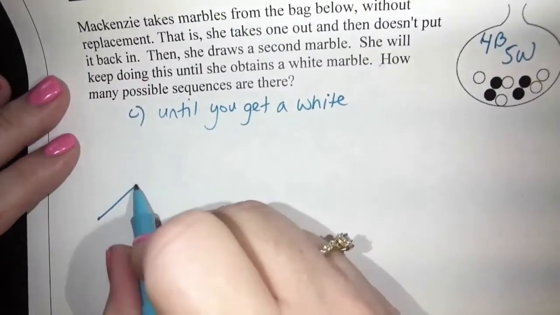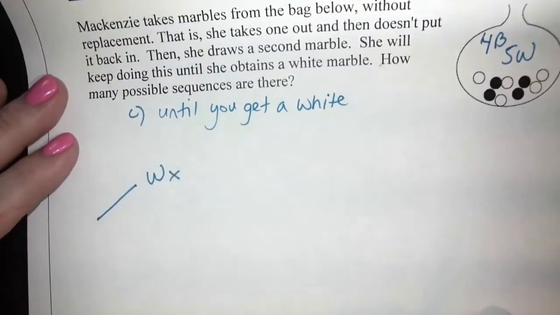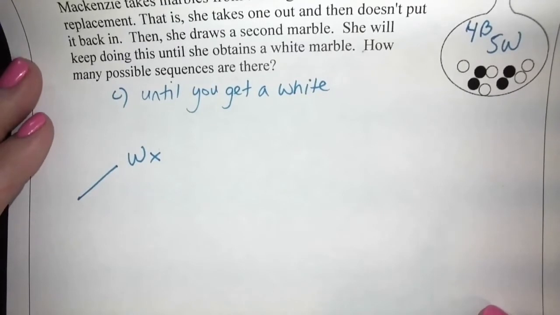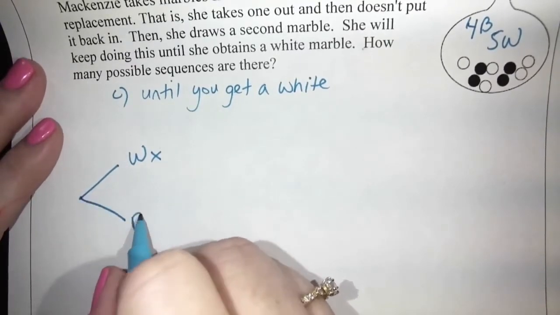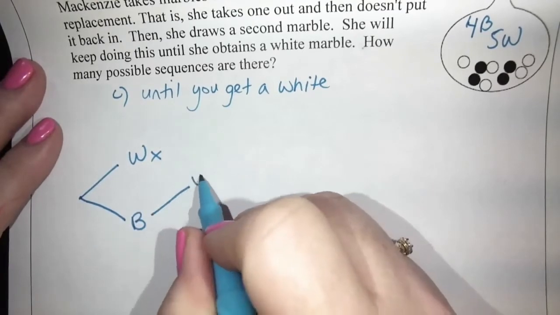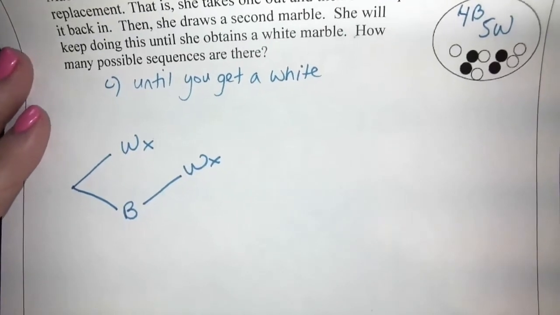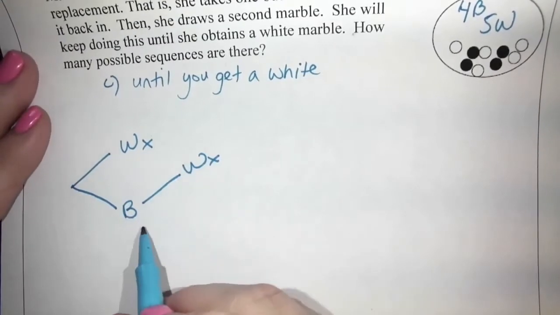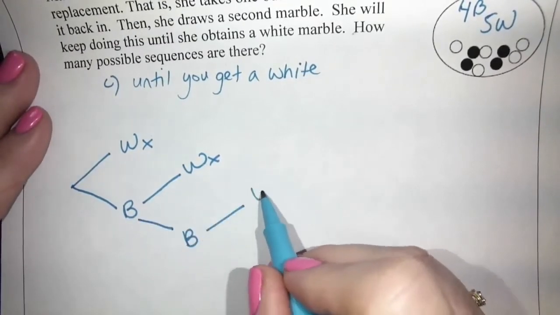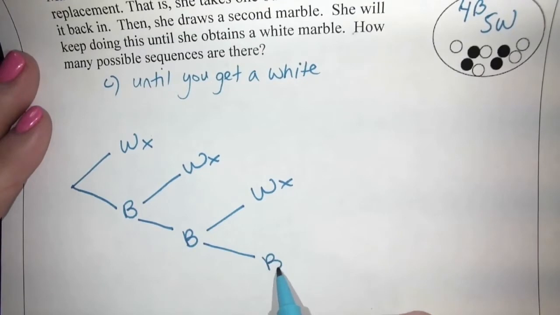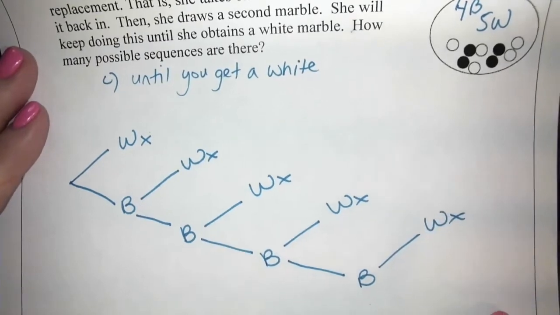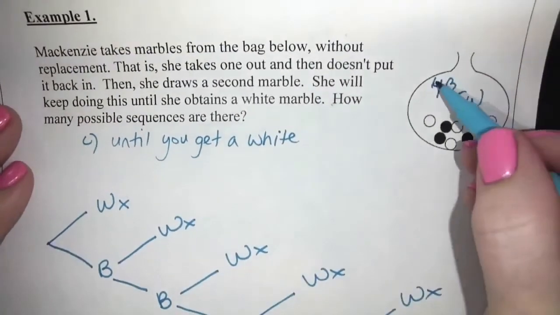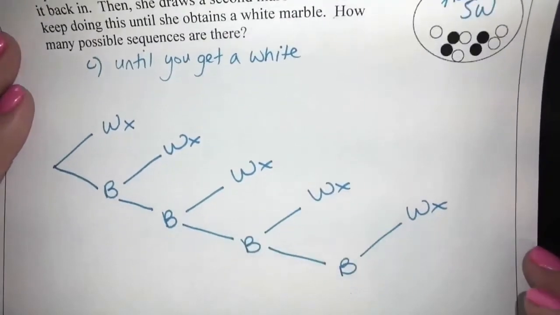So for example, we can get a white right away. And I put a little X there to say that that's finished. That portion of the tree is done. If we get a white, we're finished. We could also get a black first and then get a white. Black first, then white. We could get 2 black and then get the white we want. We could get 3 black and then the white we want. Or we could take out all 4 blacks and then get the white. We know that after 4 blacks, there would be no blacks left. And so we'd have to get a white.